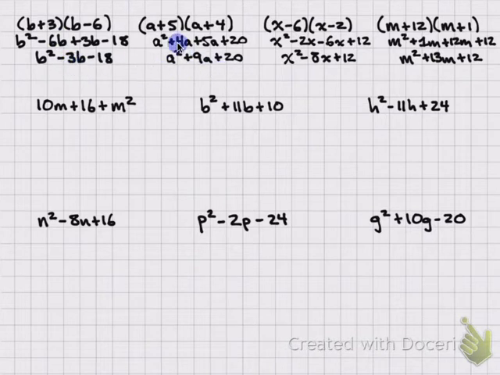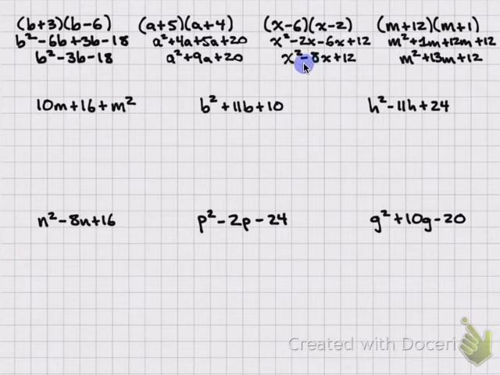Same thing with this example. The a squared, that came from a times a. The 20 came from the last step, 5 times 4. And this 9a came from the middle two steps, 4 times a and 5 times a. And 4 plus 5 is 9. All right, here we go. We know where the x squared came from. We know where the positive 12 came from. The positive 12 came from negative 6 times negative 2. And this negative 8x came from those two middle steps: x times negative 2, negative 2x, and negative 6 times x right here.